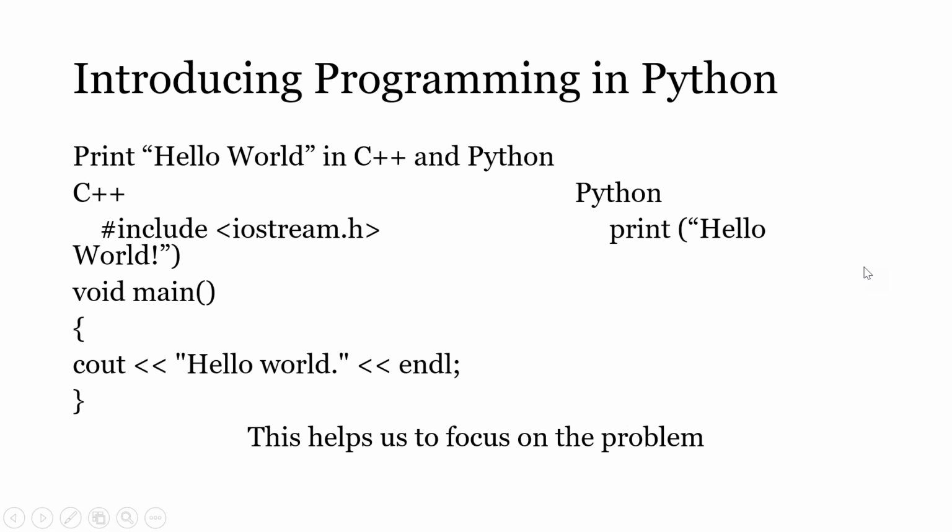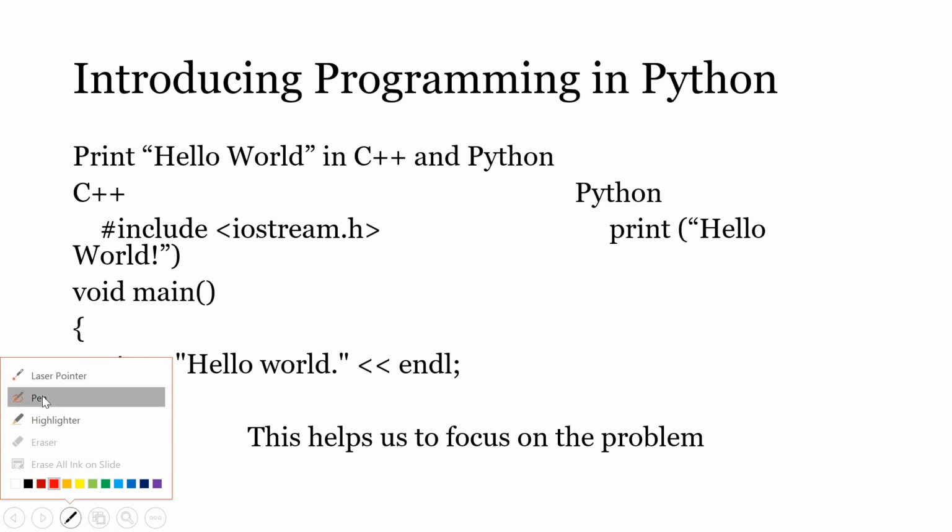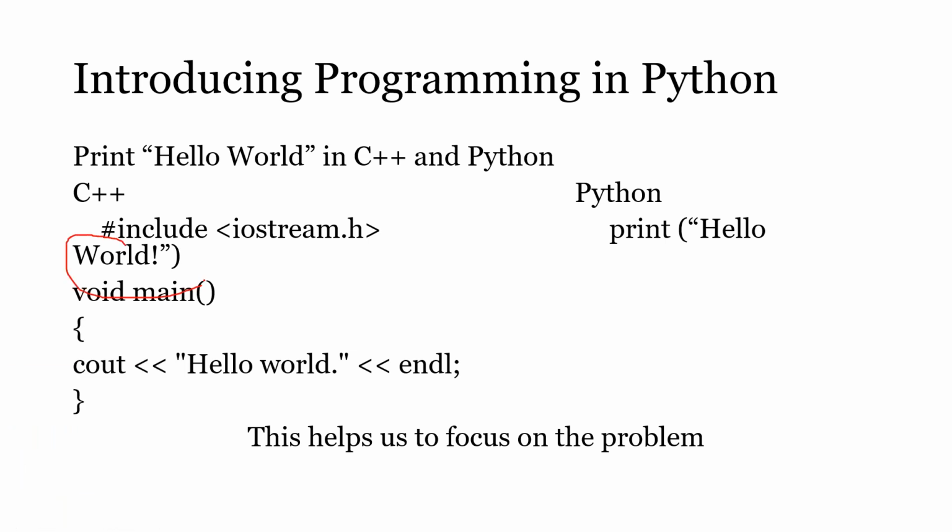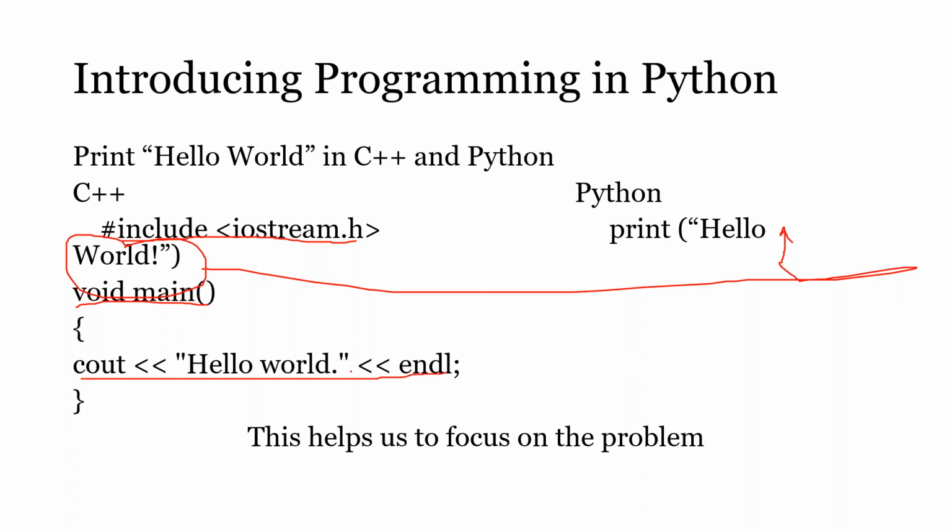There is one typo here. This world must come here. Now read how you write hello world in C++. You will write include this thing plus void main plus all these things, and then end, and then you close this bracket. This much is needed to type hello world. Just this, hello world, if you want to type in C++, you need to do this many things.